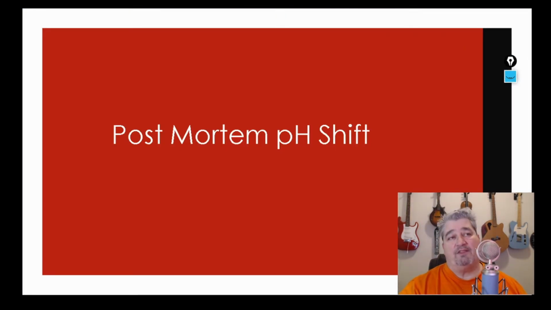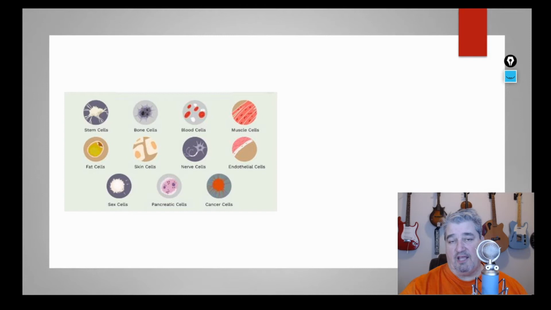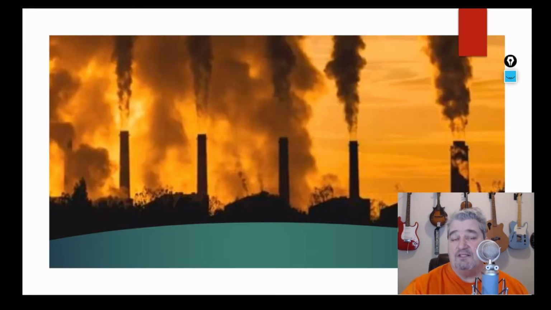Now let's talk about the postmortem pH shift. As we said earlier, the cells don't get the memo. They just continue to work as long as they have an environment in which they can survive. And as they continue to work, they continue to produce waste. And waste is not carried away because as we saw earlier, the circulation system is no longer working.